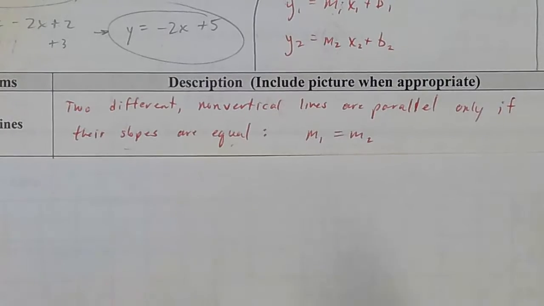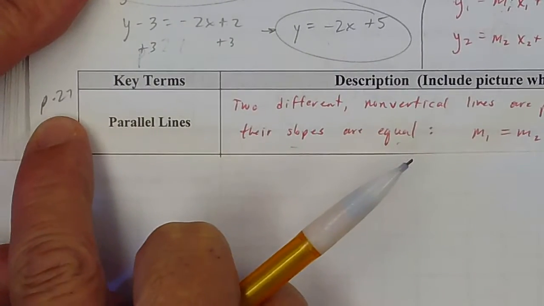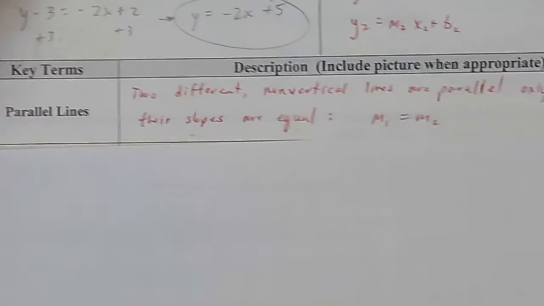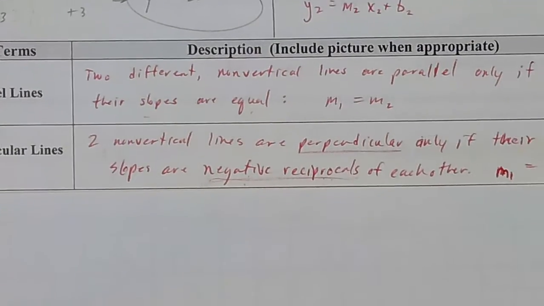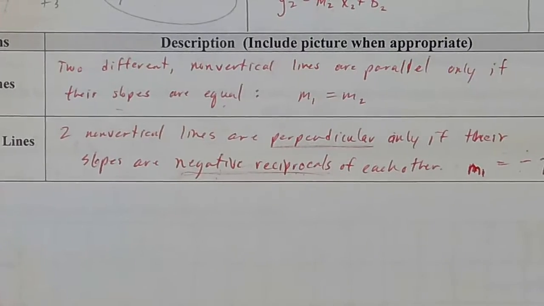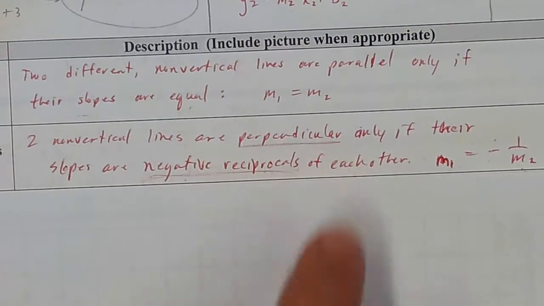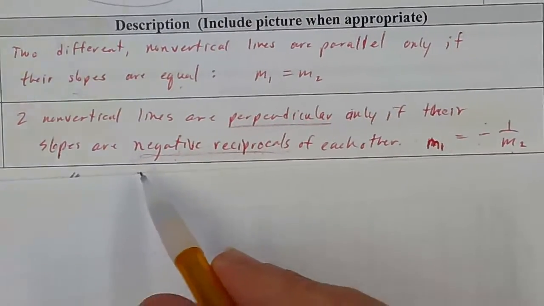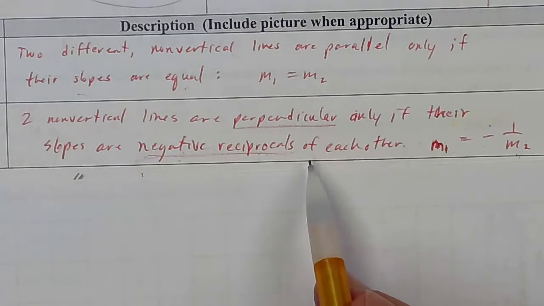Okay, what about perpendicular lines? This is also in your book on page 27 if you want to reference that. You can read their explanation there as well. Perpendicular lines, once again, we got to get rid of the undefined situation. It's a little exception to the rule, but as long as it's not vertical, so two non-vertical lines are perpendicular only if their slopes are negative reciprocals of each other.